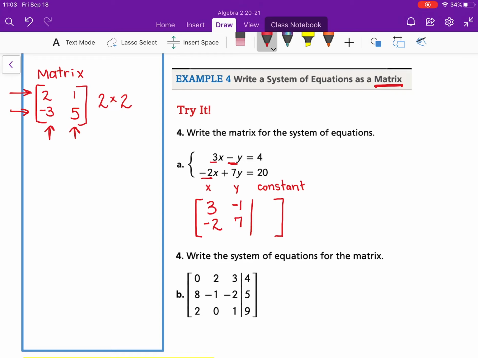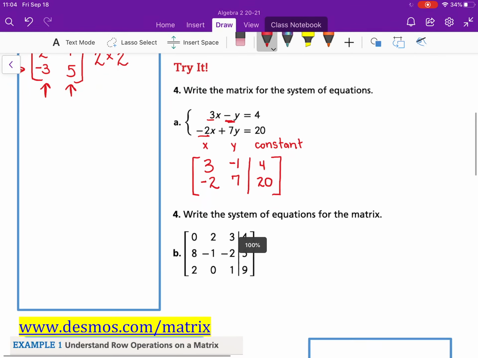And then proper terminology says that we put a line there to associate that we are augmenting this matrix, and our constants are 4 and 20. Right? In our next video, we're going to learn what we're going to do with that, because we will actually do something with it. But for now, just know that that's how you write it.